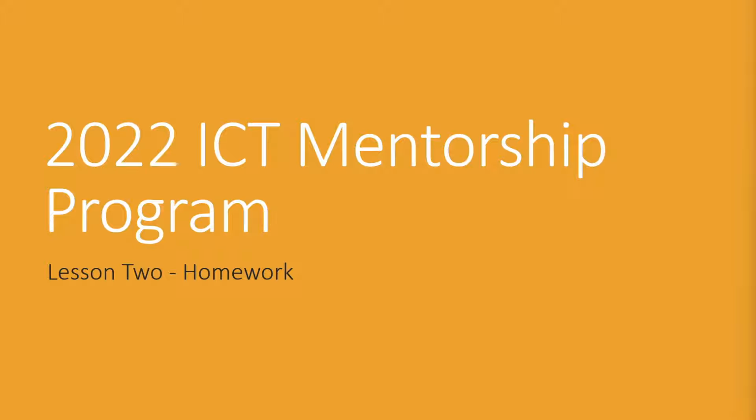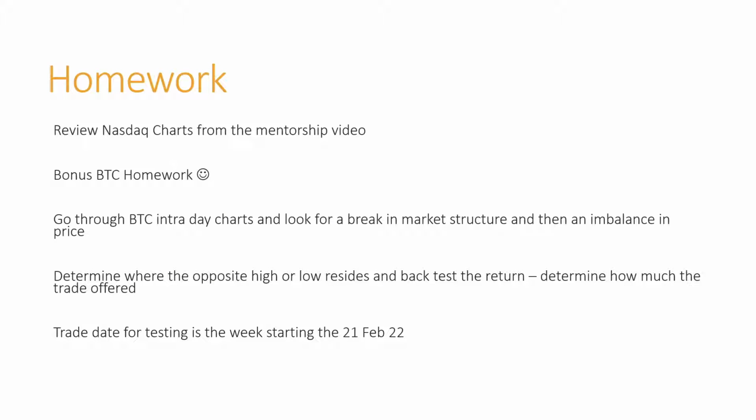So as always, we'll run through a quick overview of what we'll cover in today's video. This is the homework from Lesson 2. The primary part of the homework was to review the charts from the mentorship video, but as a bonus, I've done a pretty much end-to-end walkthrough using a BTC example. I'm going to review the ICT fair value gap methodology end-to-end on this example: looking for breaks in market structure and imbalance in price, figuring out where the liquidity resides, and then back testing how much the total return could have been.